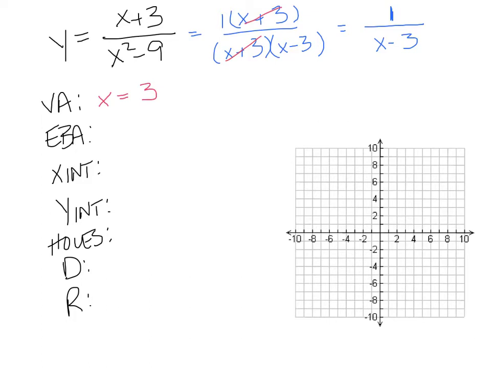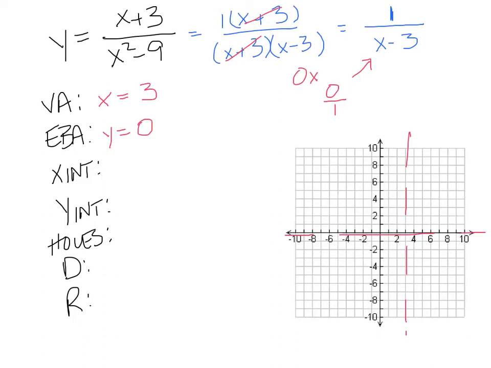Well, think about this. If you were to look at your simplified fraction, I would have no x's. So that would be like saying 0x. So that means that I would have a 0 over a 1 if I were going to use the trick from before. So my end behavior asymptote is going to be y equals 0. 0 over 1 is 0. So let's go ahead and graph those two things.